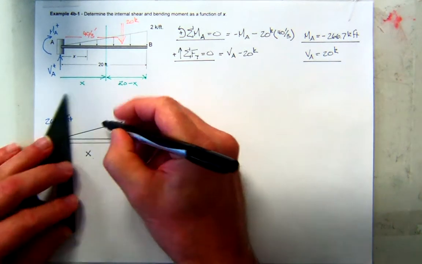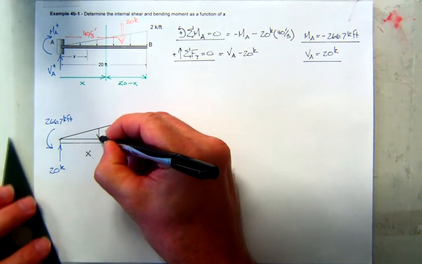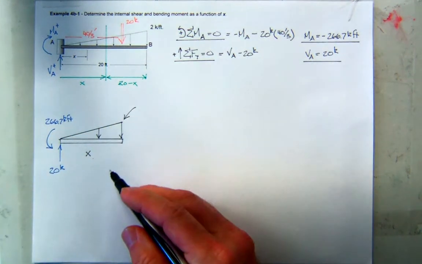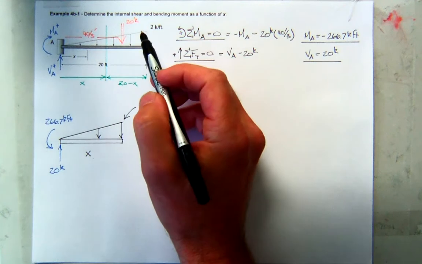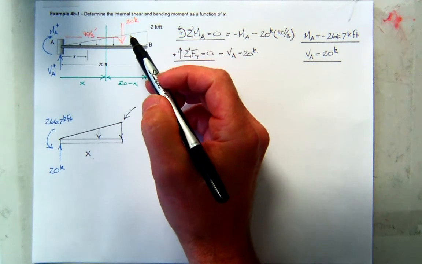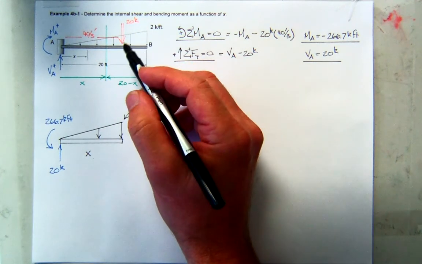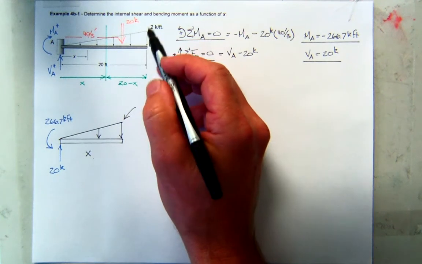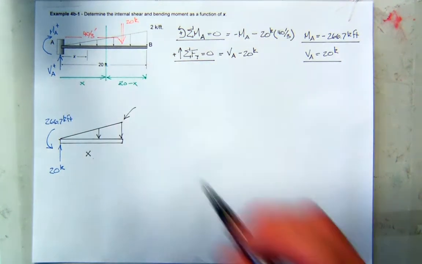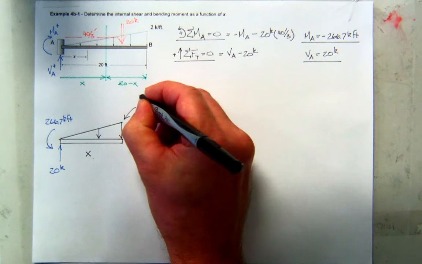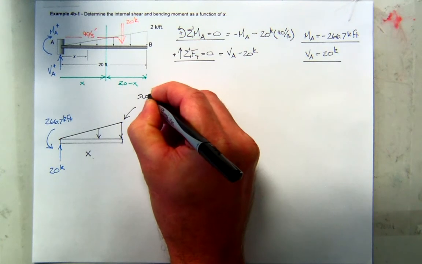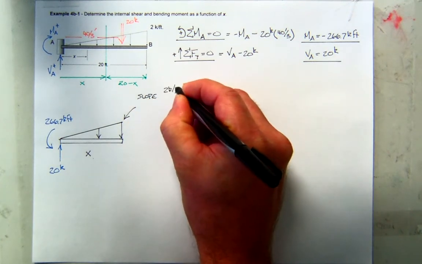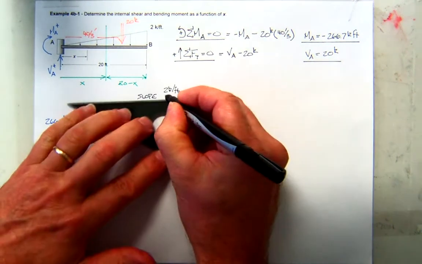What's the value of that load as a function of x? Well, this is just a straight line. The equation of a line is ax plus b, right? What's a? The slope. What's the slope of this line? Rise over run. So the slope will be 2 kip per foot over how many feet? 20.